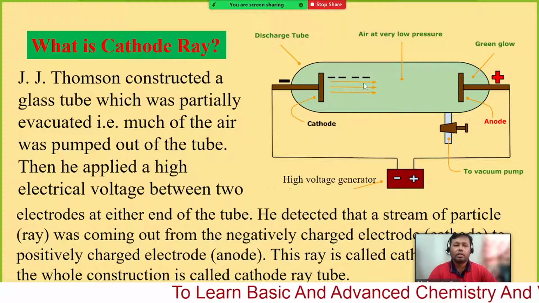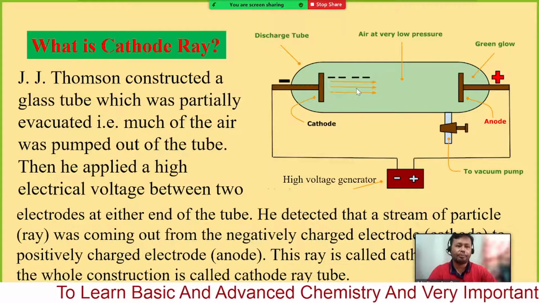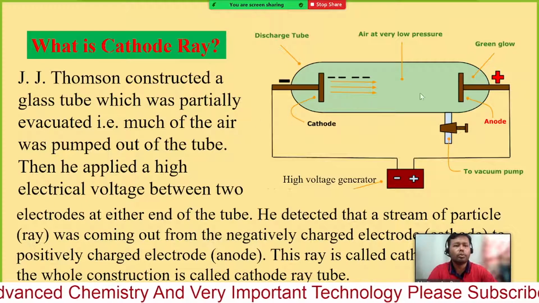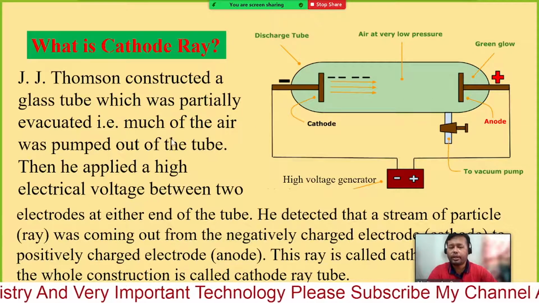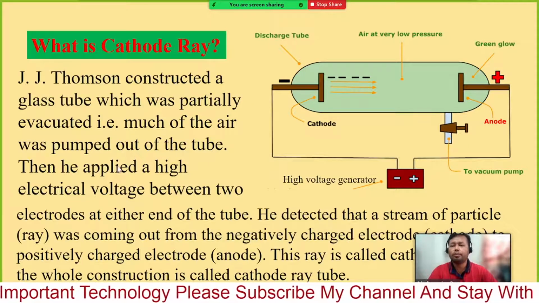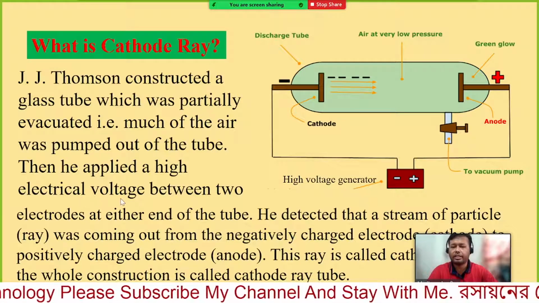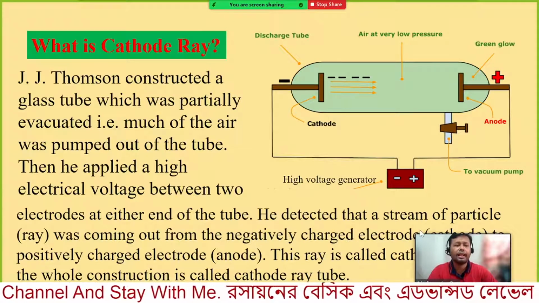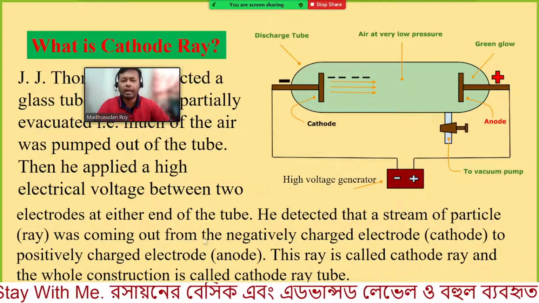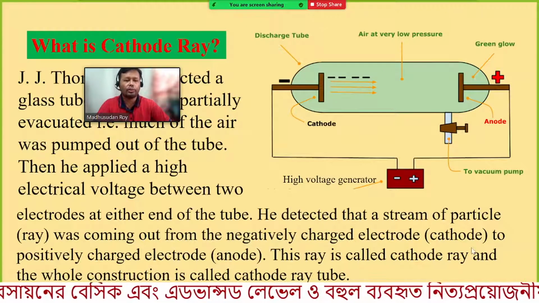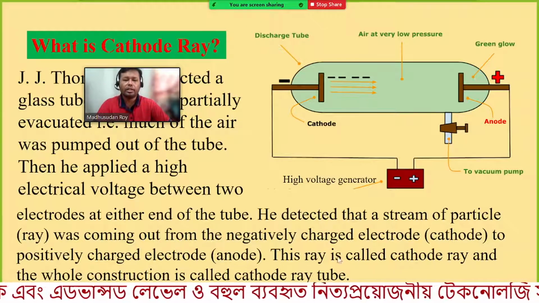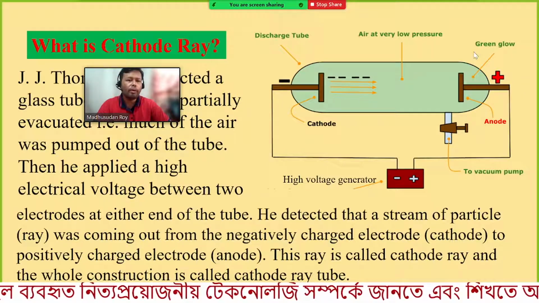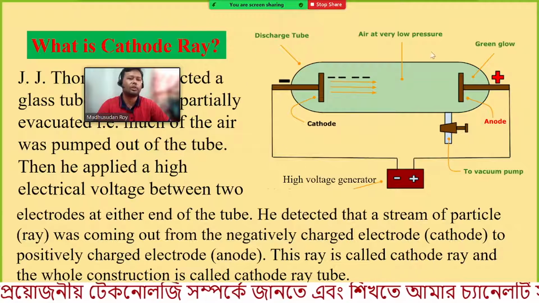Now, what is the property of this cathode ray? J.J. Thomson constructed a glass tube, as I already mentioned. The air was partially pumped out of the tube, then a high electric voltage was applied between two electrodes at either end of the tube. He detected that a stream of particles, a ray, was coming from the negatively charged electrode, the cathode, to the positively charged electrode. This ray is called cathode ray, and the whole construction is called a cathode ray tube.